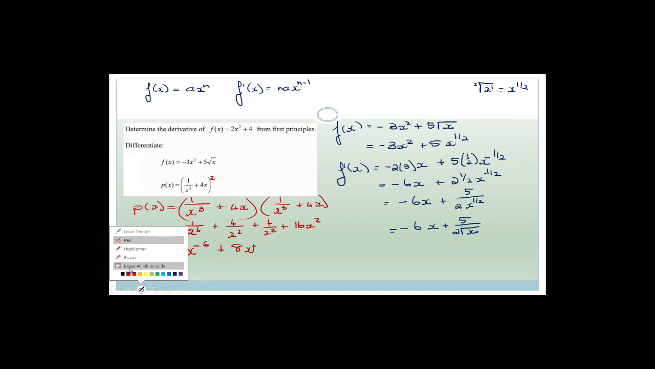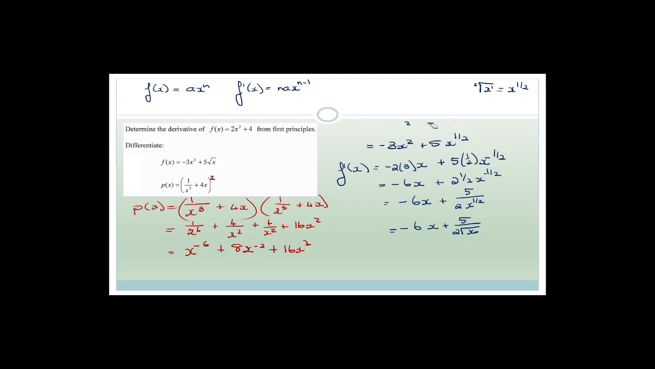Let me just fix that. Eraser. x to the negative 2. And then this is plus 16x squared. Awesome. Now that we've got p of x, we can differentiate and find p dashed of x, the first derivative.